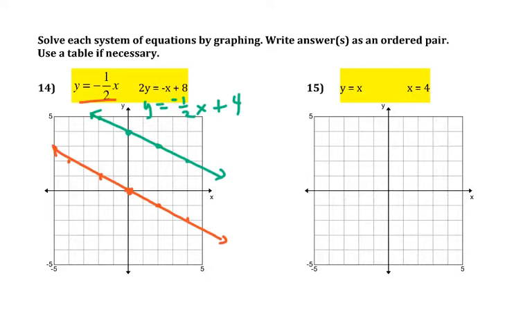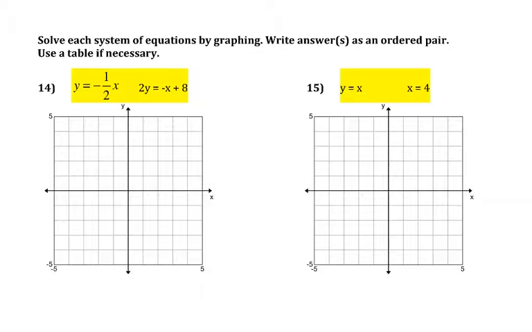Okay, the first one, number 14, I graphed the first, y equals negative 1/2 x, in red. So the y-intercept was 0 and the slope is negative 1/2. And then the second equation in green, I had to solve that one for y. So I divided everything by 2. Remember that you have to divide everything by 2. So that's where I got the negative 1/2 right there. I divided the negative 1 by 2. And so it has the same slope, but it's moved up 4 because it says start at 4 instead of start at 0. And because those are parallel lines, they're never going to intersect. And so I'm going to write no solution.